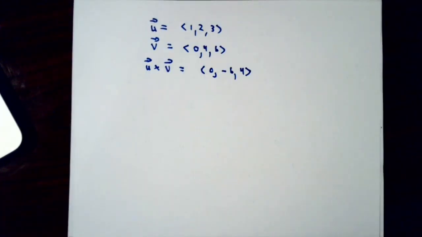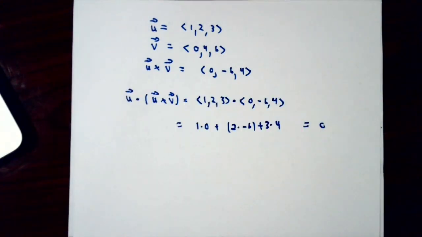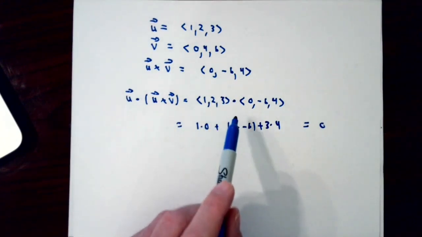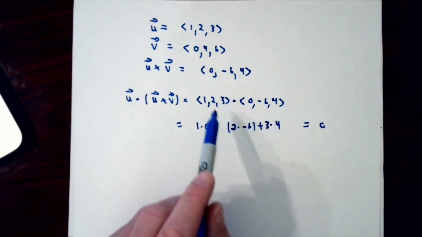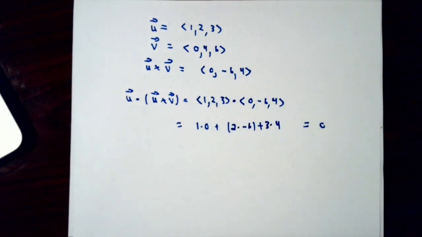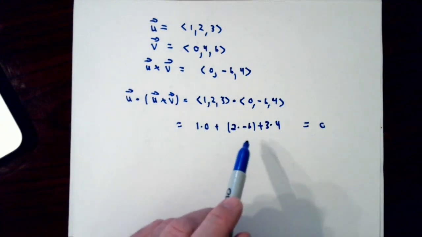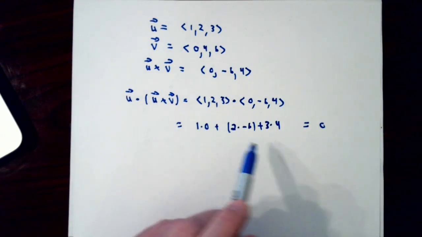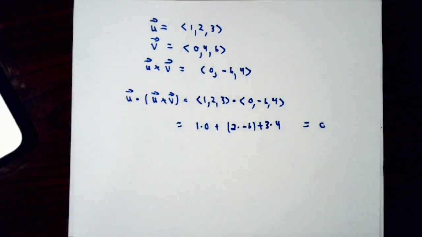Since I'm trying to keep these individual cross-product videos short, I'm just going to make a couple of observations. Since we know the components of all the vectors involved, calculating this dot product is straightforward. 1 times 0 plus 2 times -6 plus 3 times 4. The first term is 0, the second -12, then add 12, and you get 0 for an answer.